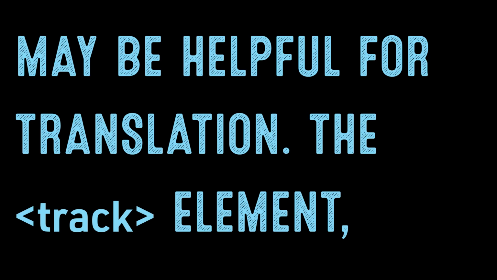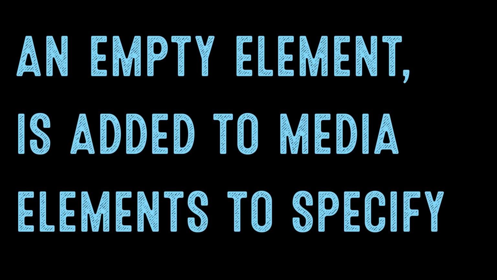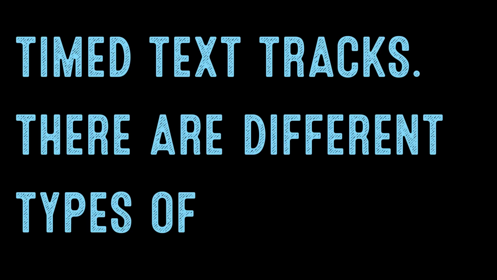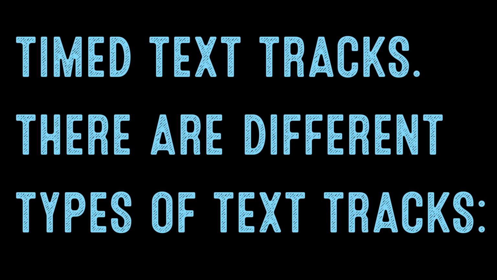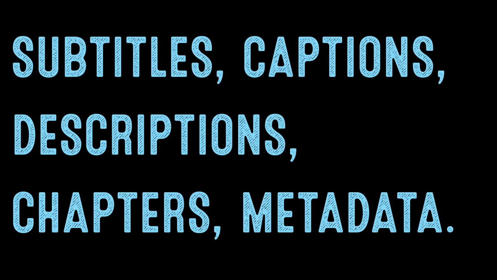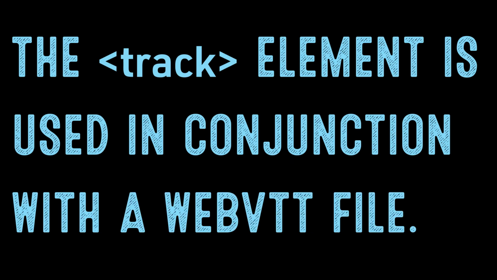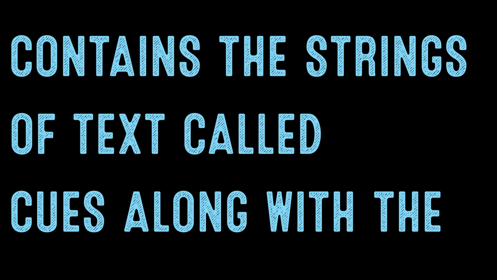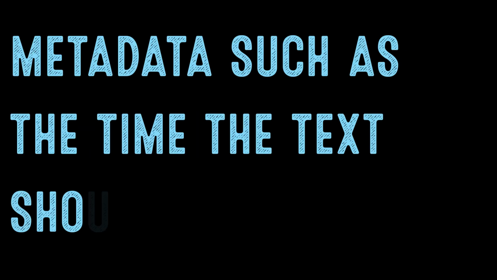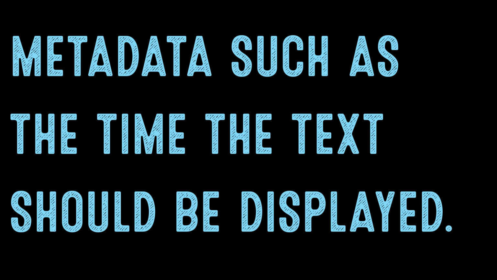helpful for translation. The track element, an empty element, is added to media elements to specify timed text tracks. There are different types of text tracks: subtitles, captions, descriptions, chapters, and metadata. The track element is used in conjunction with a WebVTT file. A WebVTT file format is a way of writing text files that contain the strings of text called cues, along with the metadata, such as the time at which the text should be displayed.